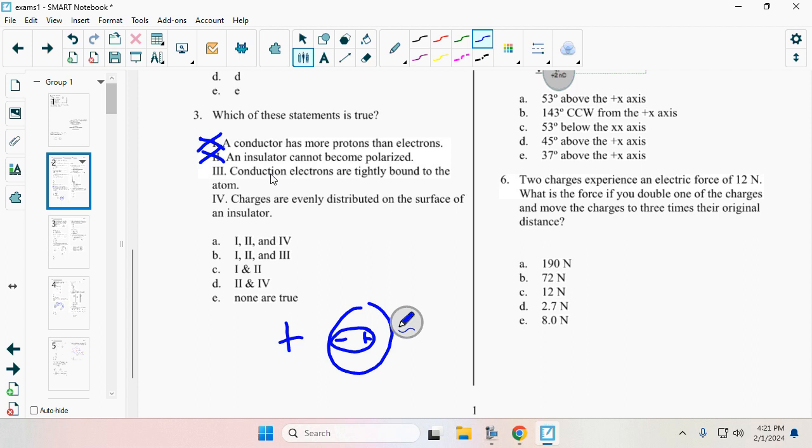Well, no, that's the opposite, right? The conduction electrons can move around more freely, and then charges are evenly distributed on the surface of an insulator. That can be true, but it doesn't have to be true. If it said conductors, the charges are evenly distributed, but not on an insulator necessarily. Conduction electrons move freely, so that's why they're conduction electrons. All right, is that okay?